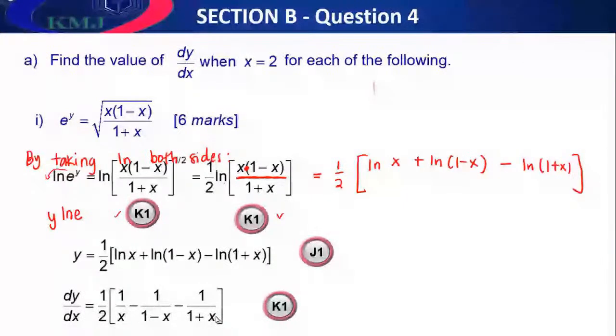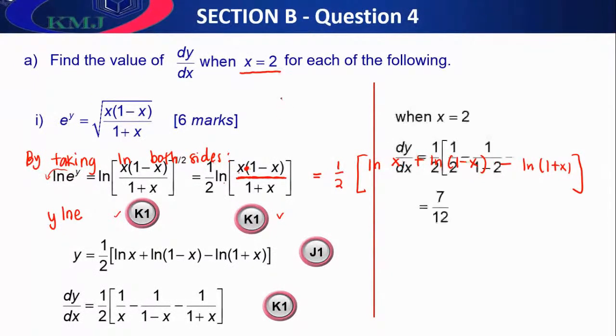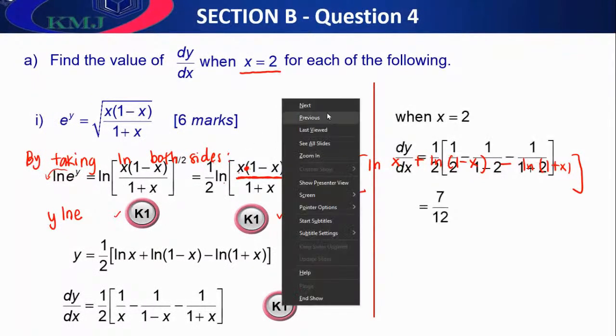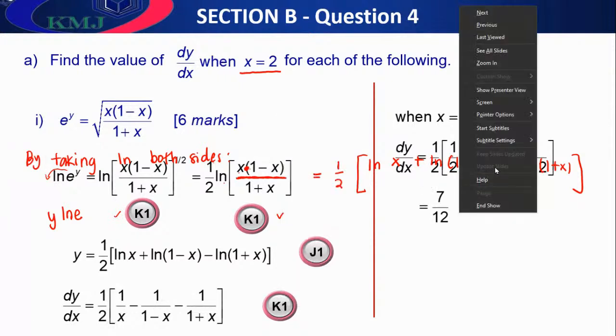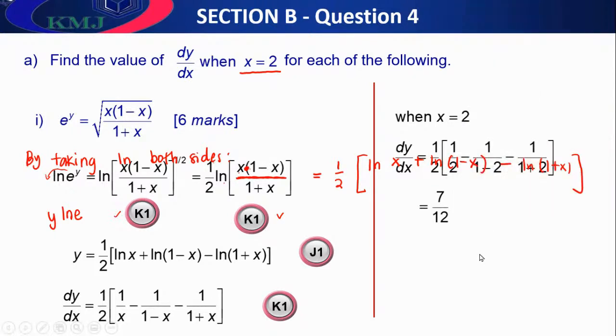Then do not forget to substitute x equals 2. So we just substitute x equals 2 into the x, and you will get 7 over 12. So K1 for substituting x, and J1 for the answer 7 over 12.